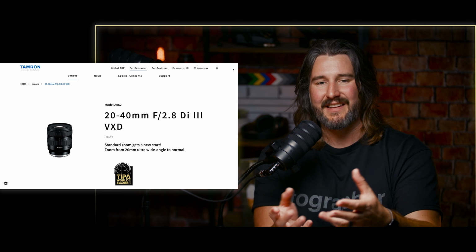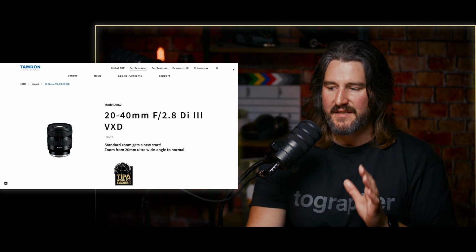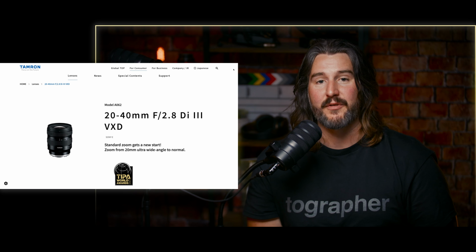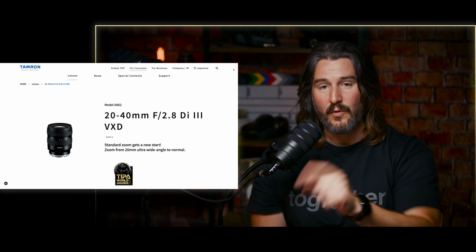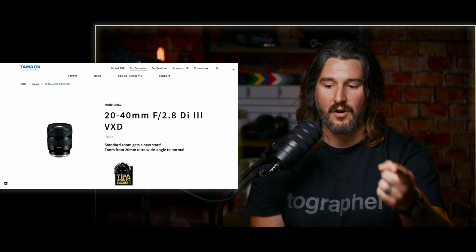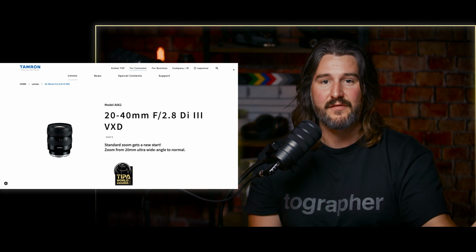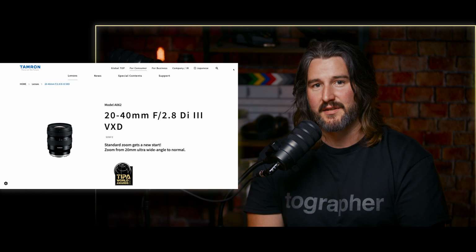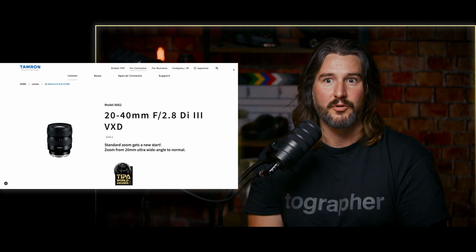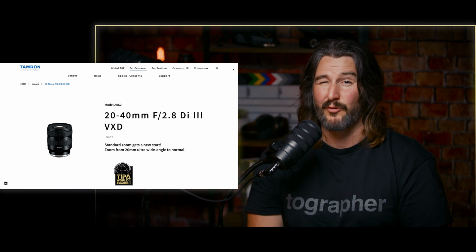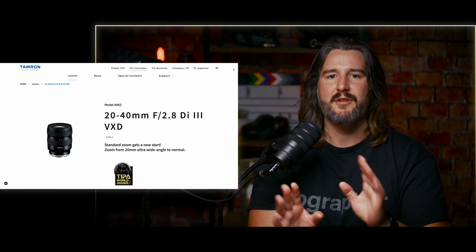Can I zoom in enough? Can I get wide enough? And this range, 20 to 40, is quite captivating. It's quite interesting. And I wish this lens were on L mount. So if anyone's out there at Tamron, it'd be nice if you joined the L mount alliance, but also Sony is a major shareholder. I think they're the biggest shareholder in Tamron. I think they own 14% of the company. So maybe their hands are tied.